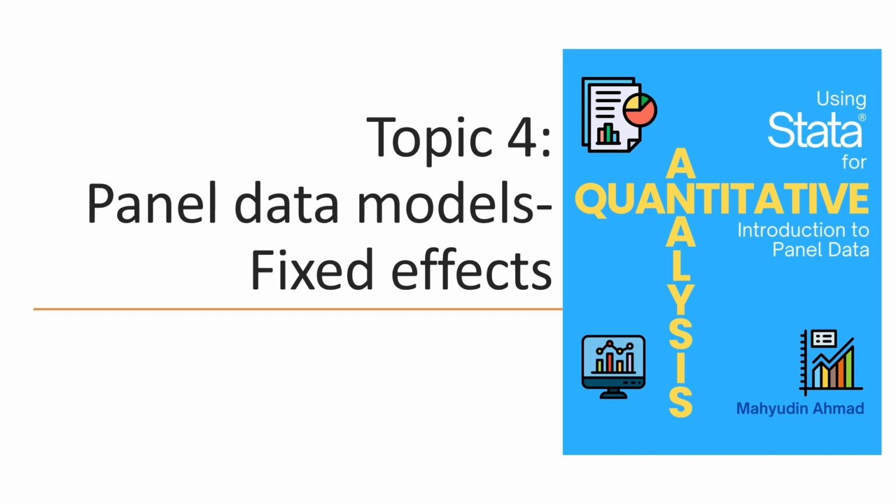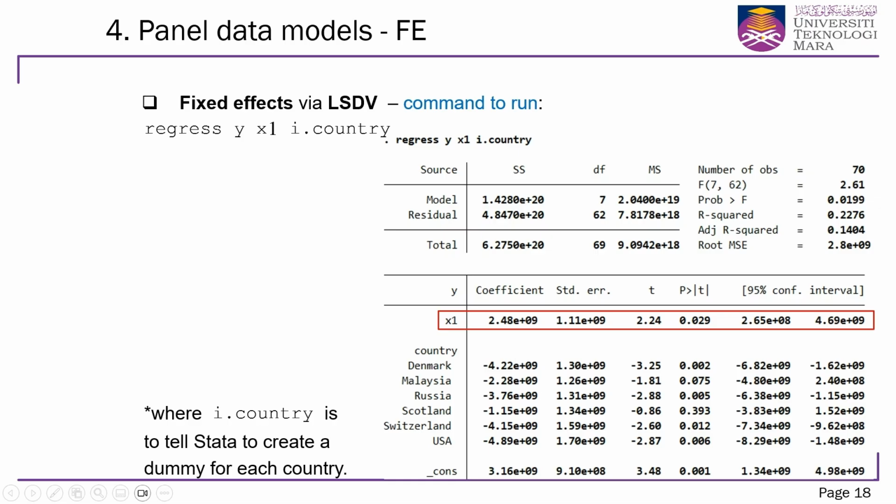In this topic 4, let's continue with the second panel data model, that is fixed effects. Before we proceed to the command, you have to know there are two ways to do fixed effect estimation. The first one is least square dummy variable, LSDV. It means that we are going to create a dummy variable for each cross-sectional unit in the data. This dummy variable is meant to capture the unobserved heterogeneity factor, hence producing an unbiased OLS estimate.